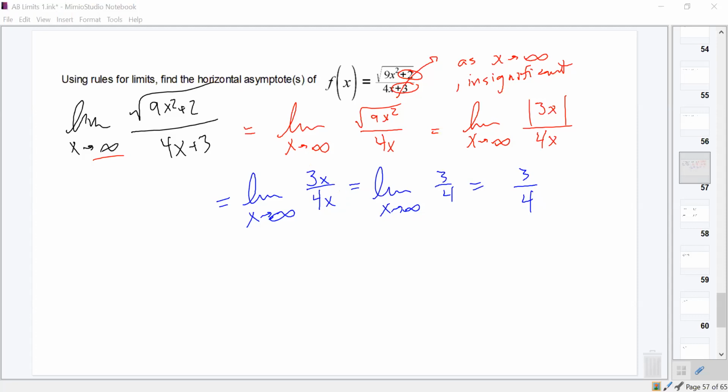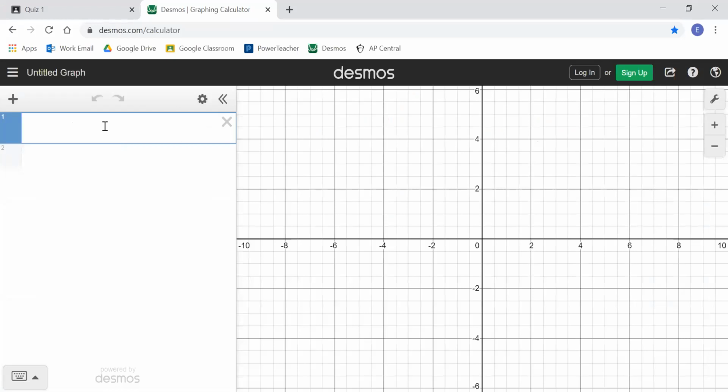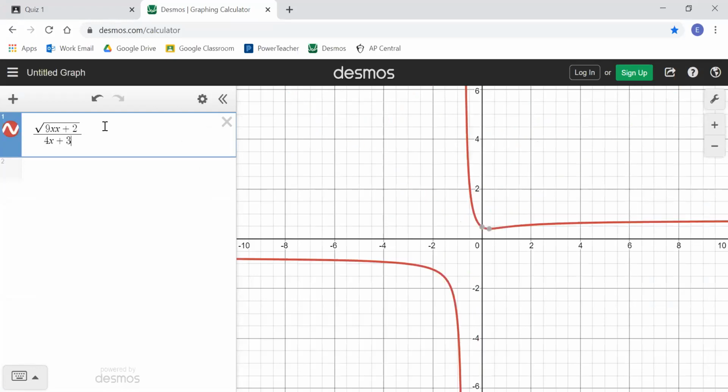All right, now there's a problem. And we're gonna look and see what that problem is. Right now, what did we have? We had the square root of 9x squared plus 2, or plus 3, it doesn't really matter, 2, and divided by 4x plus 3, is that right? Okay. So we ended up getting 3/4 as our horizontal asymptote.